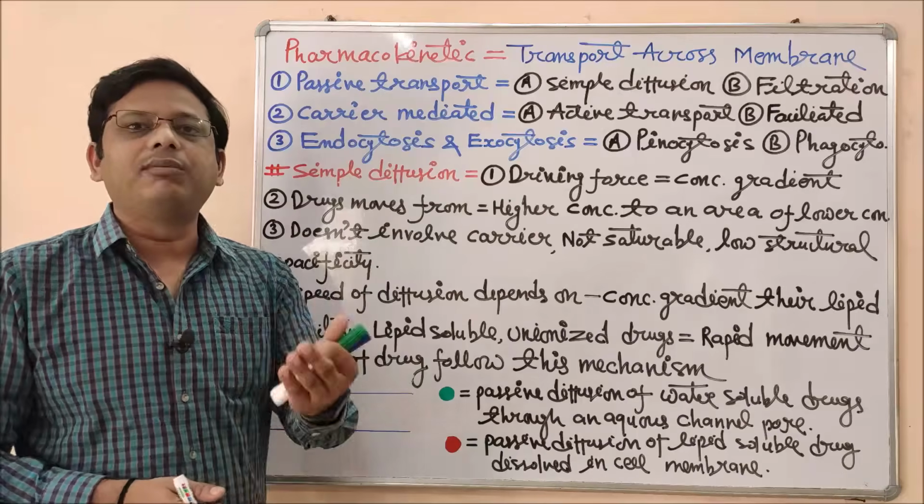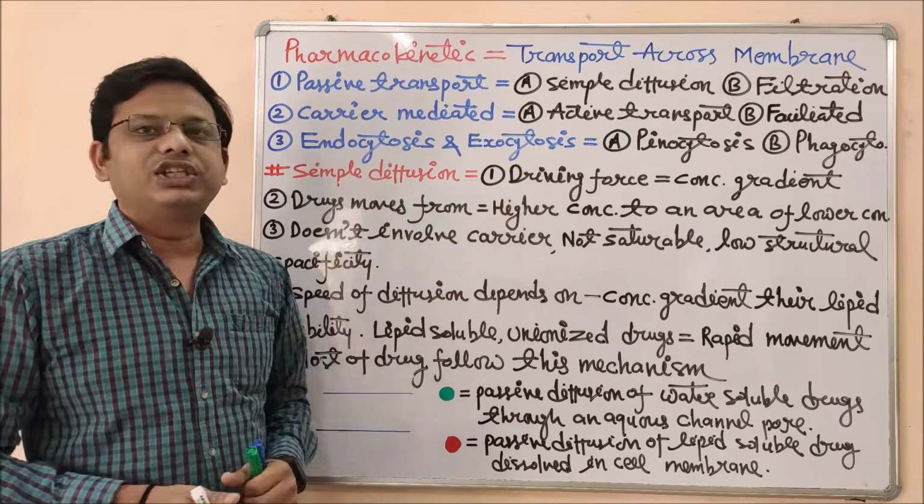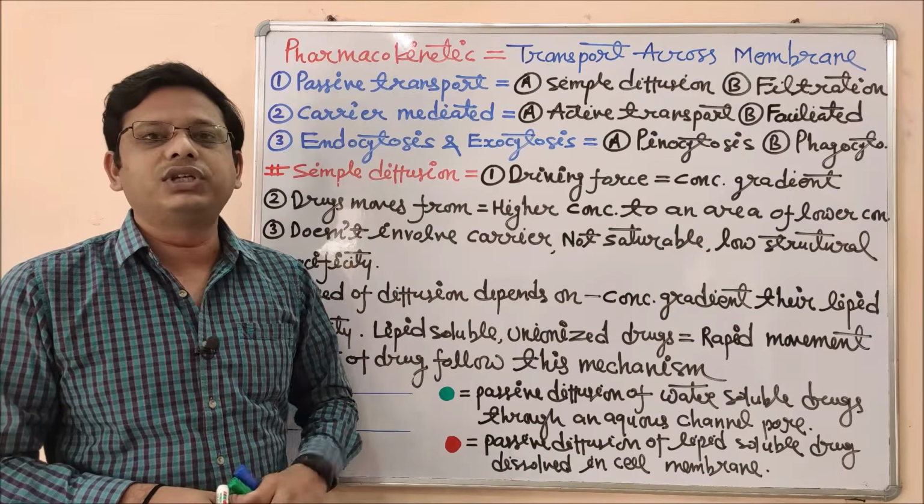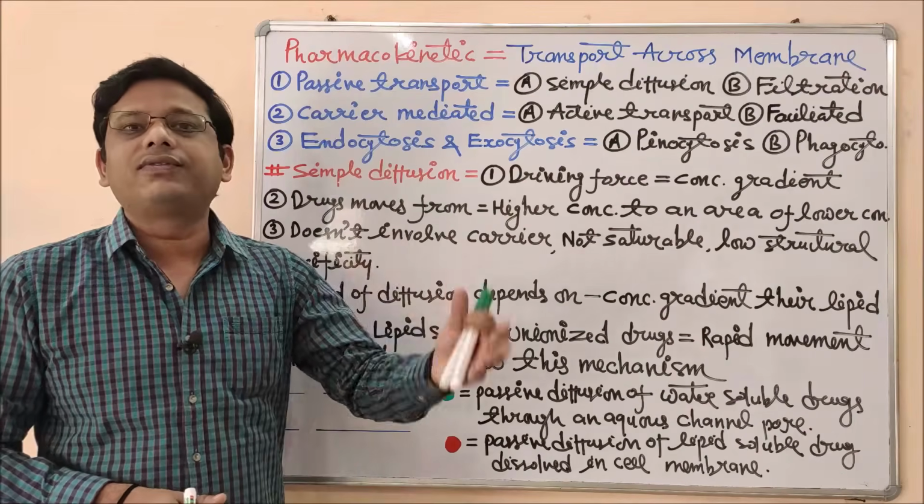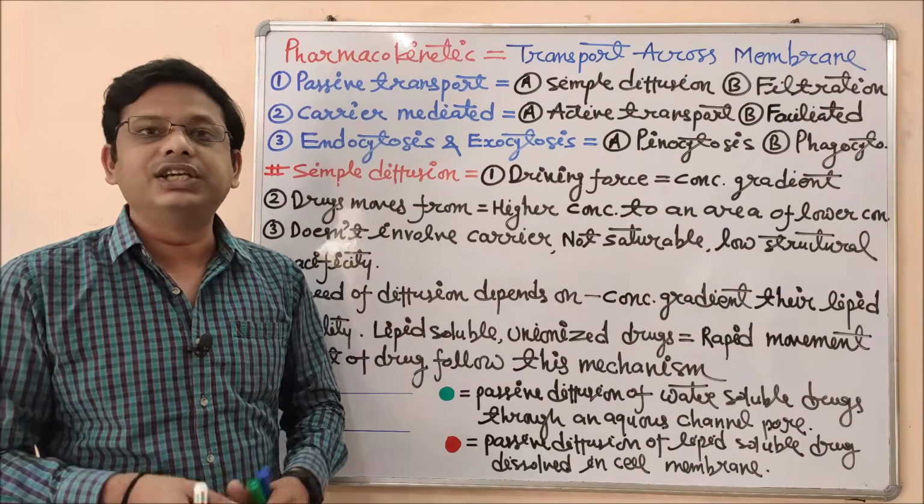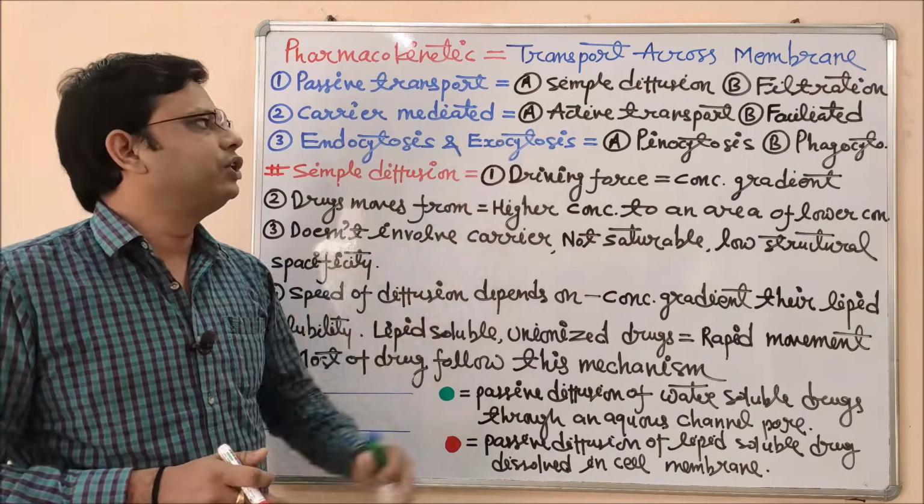Then in the next board I will explain another part. So these are simple diffusion and filtration. Simple diffusion I have explained in this channel. The process of diffusion is the movement of molecules from a region of higher concentration towards lower concentration, without need of any energy or any facilitation force. That is called simple diffusion.